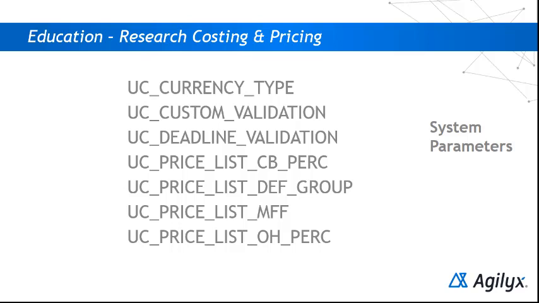The UC price list OHPERC. The percentage used when calculating the cost of overheads. This is a percentage of the price entered. The UC price list CBPERC. The percentage used when calculating the cost of capacity building. This is a percentage of the price entered. UC price list MFF. This is the market forces factor, and this is applied at participating cost level.